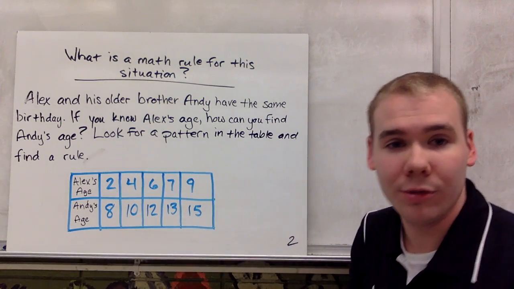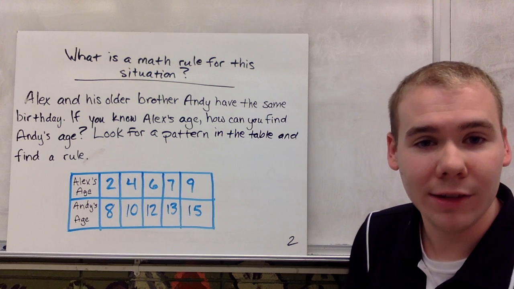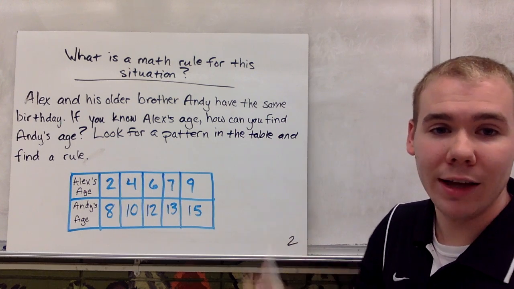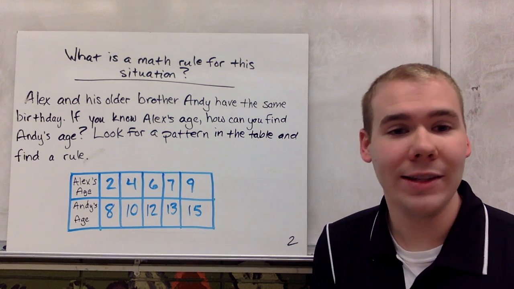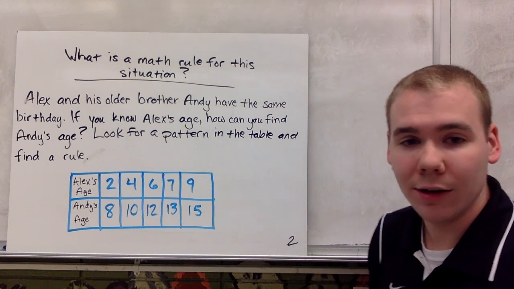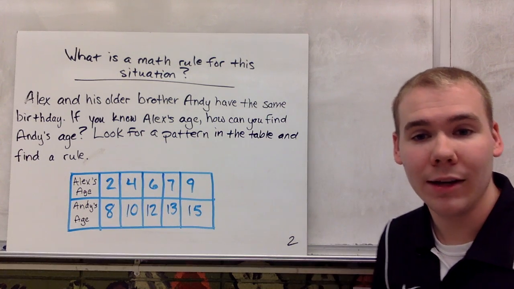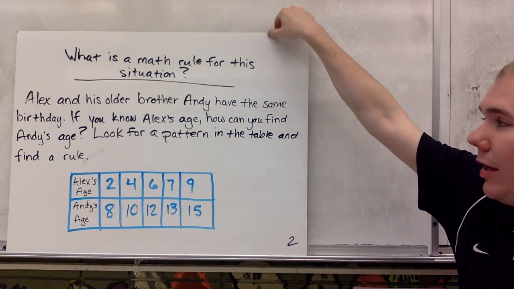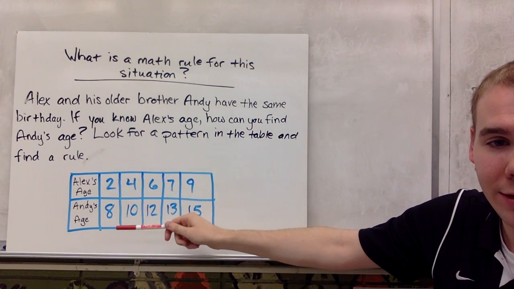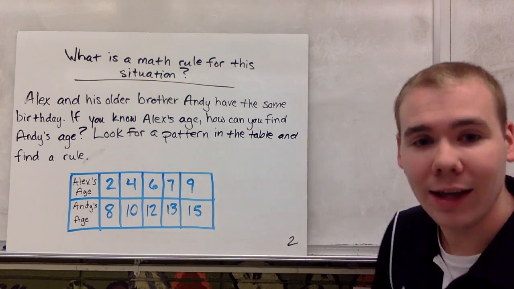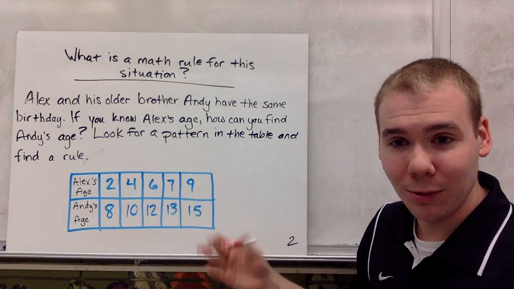So, an example. What is a math rule for the following situation? We have Alex and his older brother Andy, and they have the same birthday. If you know Alex's age, how can you find Andy's age? Look for a pattern in the table and find a rule. I'll give you a second to fill this table in because I'm pretty sure in my study guide it is not filled in yet. And that's okay because it's also on the next page. But what we're trying to figure out is if Alex is a certain age, we know Andy is going to be a certain age because they have the same birthday. And every year that passes, they're going to grow another year older together.